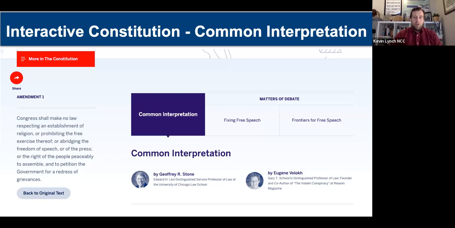So the interactive Constitution is a great place to start, and any aspect of the Constitution has been thoroughly covered. It says, these are my favorite. I love sharing different viewpoints with my students. Love this. Yeah, absolutely. And this has been done for every topic. Very easy to find, and it's a great place to start with the conversation.